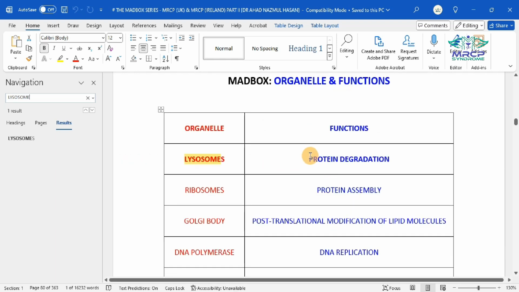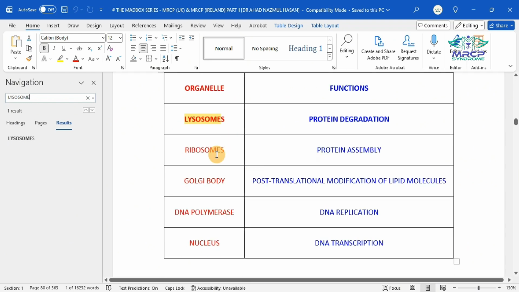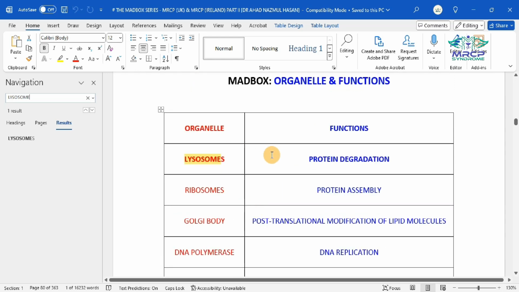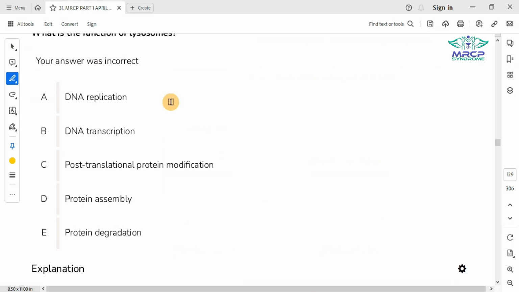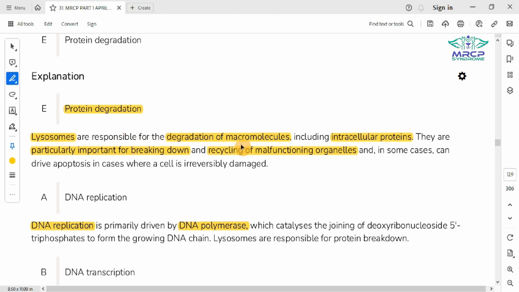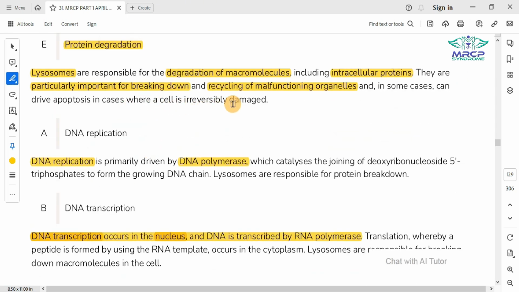So lysosome causes protein degradation, ribosome causes protein assembly, Golgi bodies cause the post-translational modification of lipid molecules, DNA replication occurs with DNA polymerase, and DNA transcription occurs within the nucleus. So lysosome is for protein degradation, especially intracellular protein. Lysosomes are responsible for degradation of macromolecules, including intracellular protein. These are particularly important for breaking down and recycling malfunctioning organelles, and in some cases can drive apoptosis where a cell is irreversibly damaged.